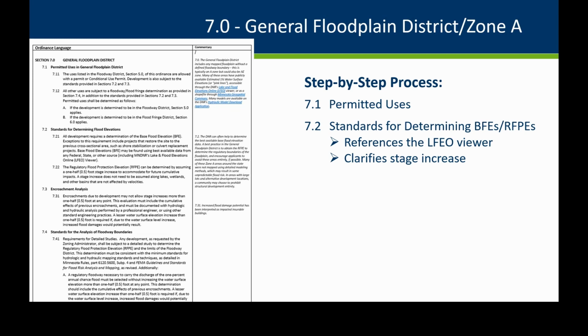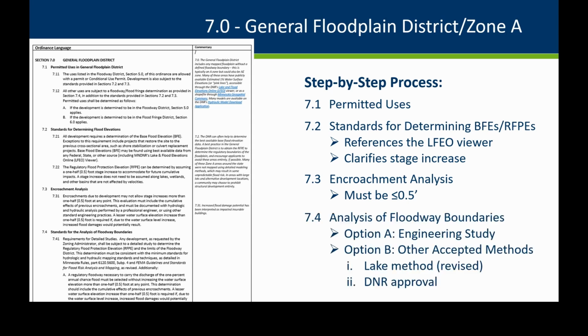There are some good notable additions here. We include a reference to best available data, including our pink line data set, which is available through the Lake and Flood Elevations online viewer. We're also clarifying what the stage increases would be, since it's an A zone, it wouldn't be in the flood insurance study. In 7.3, we're doing our rise analysis. Since it's not in a detailed study, we're allowing rise up to 1/2 a foot. This really could have been explained better in previous versions.